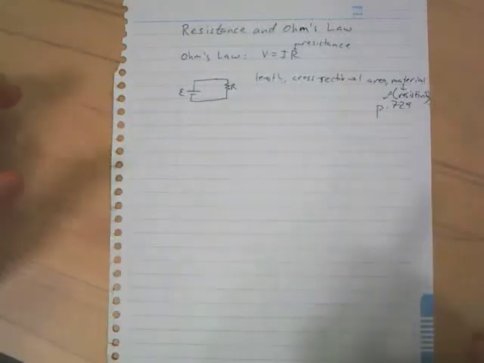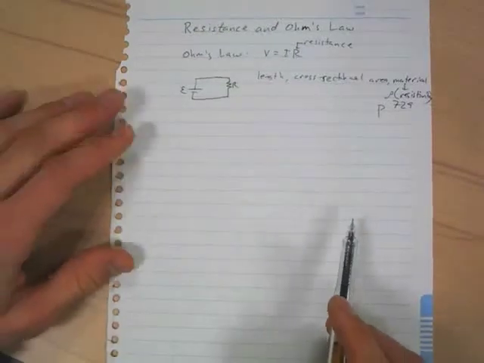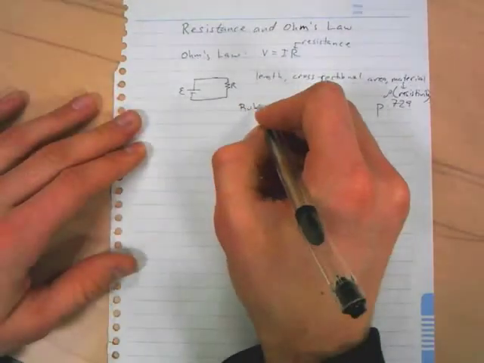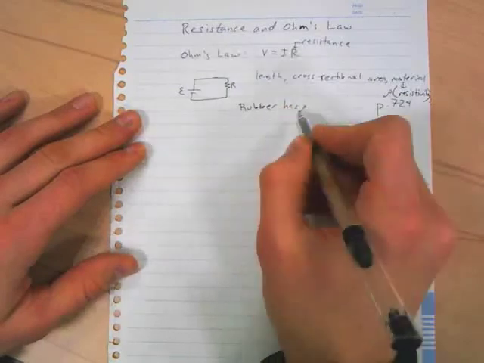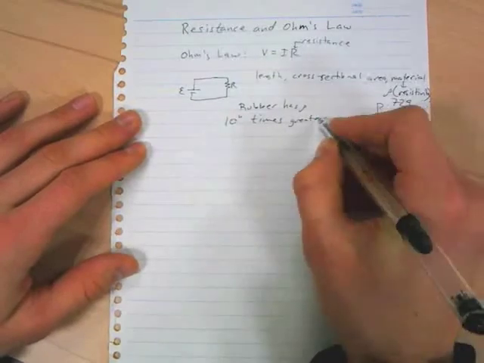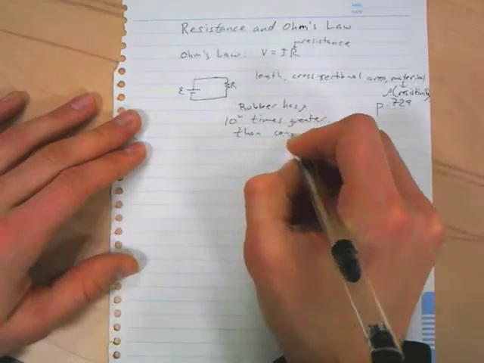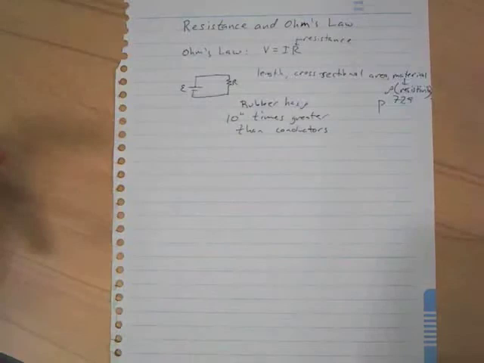The division between conductors and insulators is because of a vast difference in resistivities. For example, rubber has a resistivity that is 10 to the 11th times greater than most conductors, which is why they are classified as conductors, while rubber is classified as an insulator. The distinction between conductor and insulator is not binary, it's more of a continuum, but there is a very big difference between these two materials.